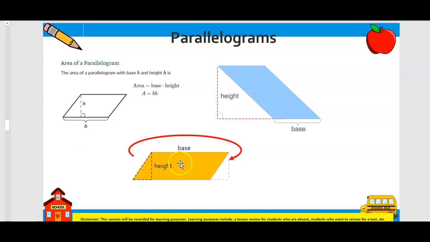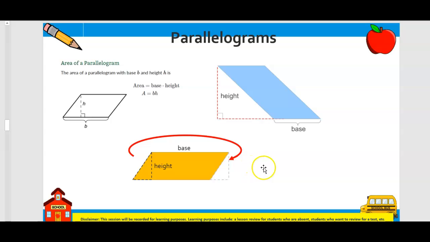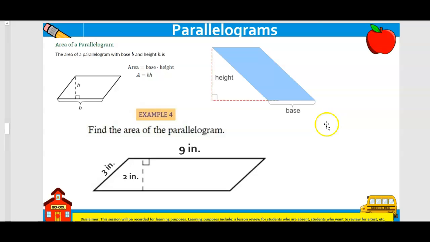That's it. So really, if you take height times base here, a rectangle, you get the same amount of area, right? As if it were separated like this. Amazing.